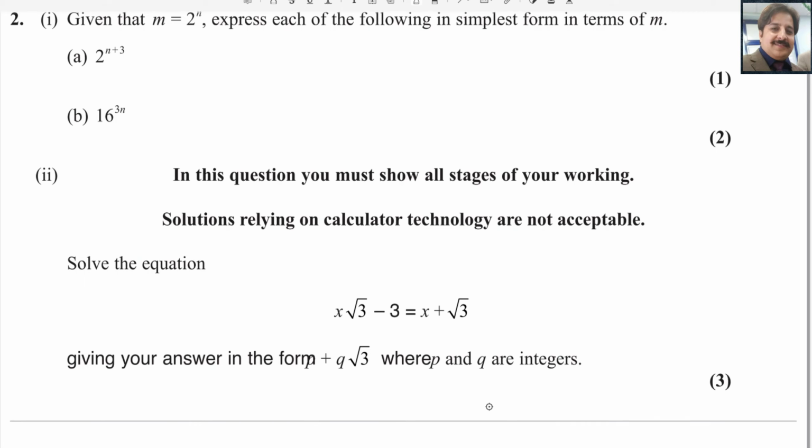In this video, I will answer question number 2 from the Pearson Edexcel A-level exam for Pure Math 1. This exam was taken in the May-June session, year 2024. The paper reference code is WMA11/01.